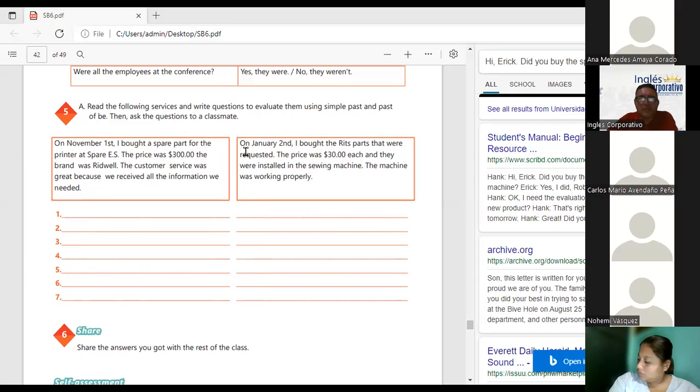How many requirements did they ask you for shipping? Very good. When was the spare part bought? So, bought goes at the end. When was the spare part bought? When did you buy the spare part for the printer? I did on November 1st.